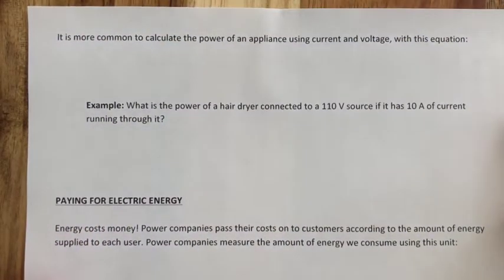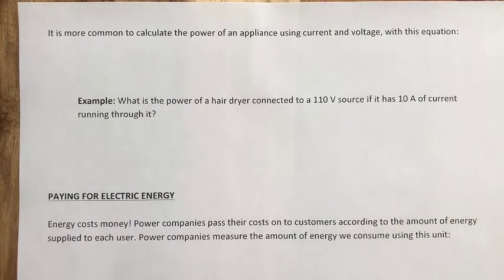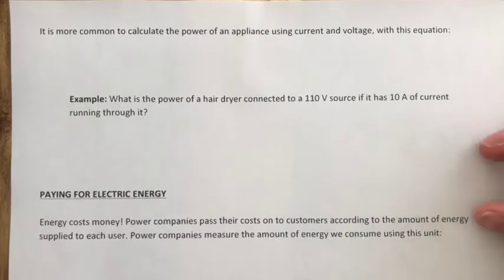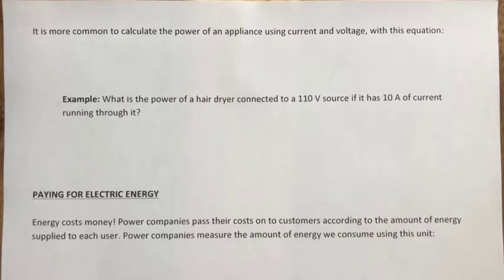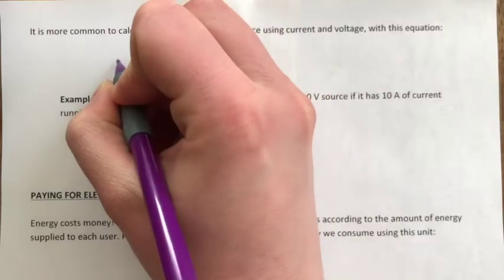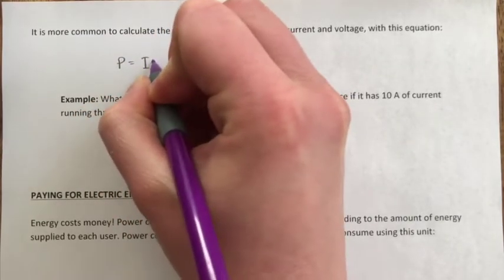Okay, so it is more common to calculate the power of an appliance using current and voltage, which we can use a different equation for. So we might not always have the amount of energy and the amount of time that a device ran for, but we generally know how much current is going to go through a device and the voltage that's being provided to a device, because we know most of our appliances are plugged into our wall outlet, which we know the voltage of. So if we know current and voltage, we can calculate power using this equation. So P is equal to I times V.